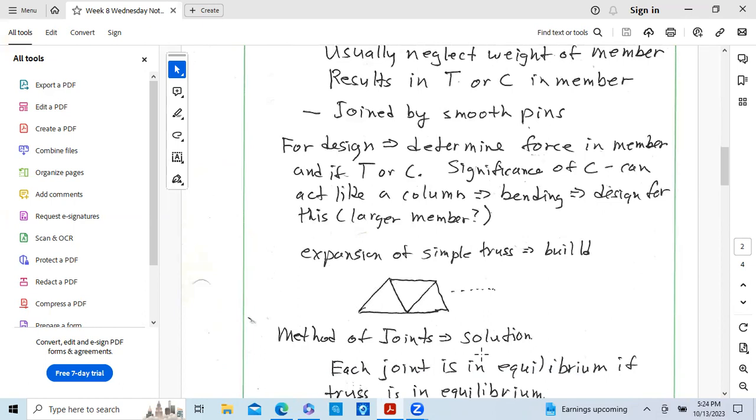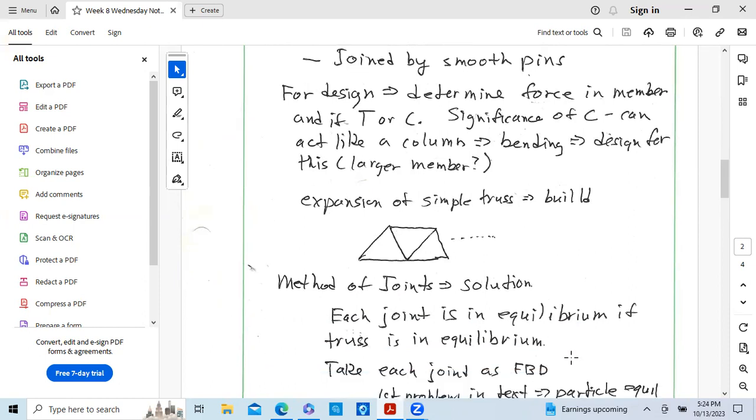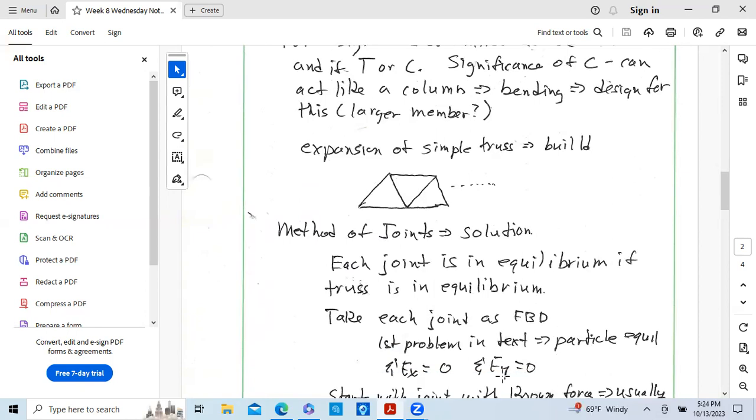There are 2 solution methods that we're going to talk about. The first one is called the method of joints. The theory is that each joint is in equilibrium if the truss is in equilibrium. So we assume the truss is in equilibrium, which means each joint is in equilibrium. What we do then is take the joint out as a free body diagram. The joint is a point, so it's a particle equilibrium problem. Do the sum of forces in x and the sum of forces in y. Particle equilibrium, the first problem that we did.